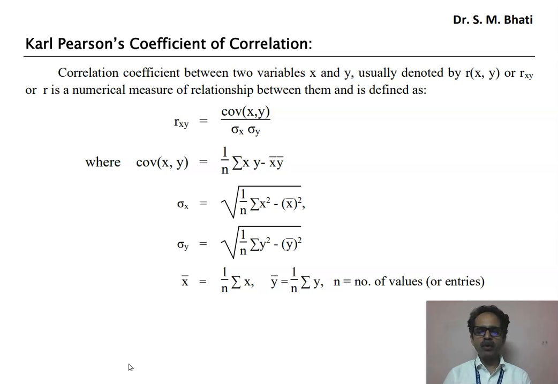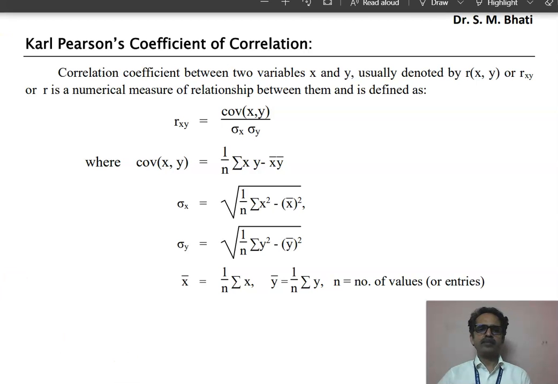If r is 0, then one can say that there is no relationship between x and y. And if r is, say, minus 0.6, then it is bad. If r is minus 0.9, then it is worse. So like this, by the value of r, we can understand the relationship between x and y.